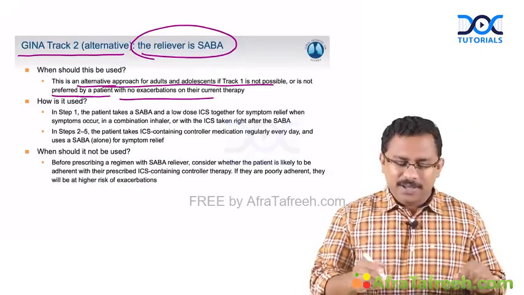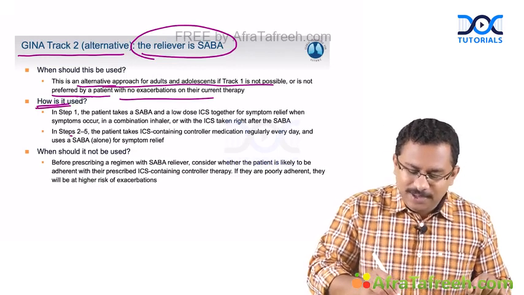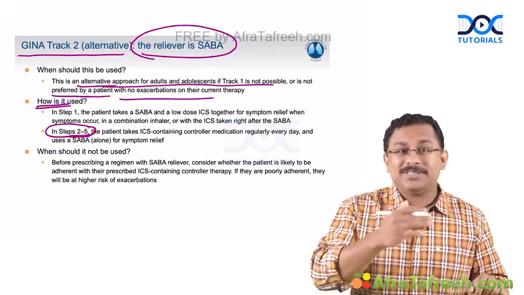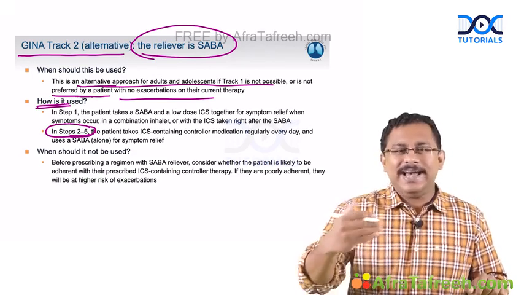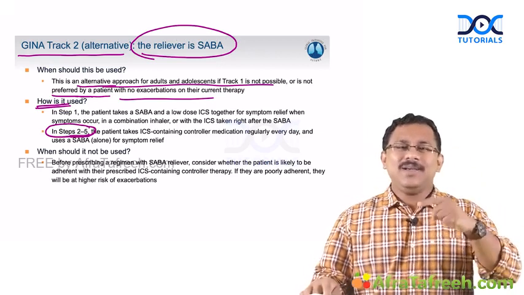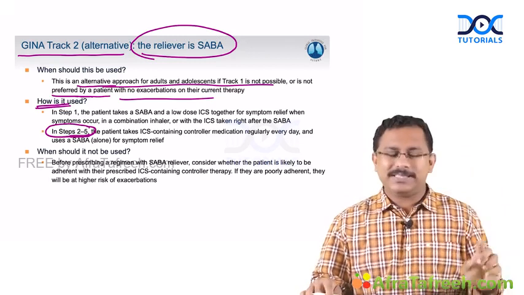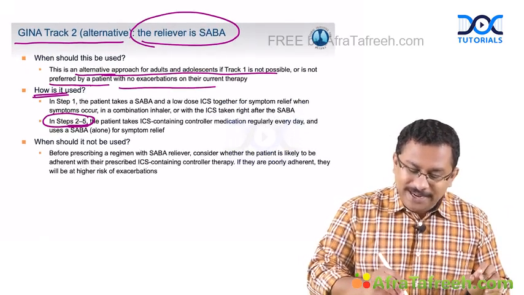So we have already seen how it is used, there is no need to tell you. But one point you have got to know is that from step 2 onwards, you are giving the patient both the maintenance and reliever. Because in step 1 in track 2, whenever you are giving this patient SABA, you give the patient ICS.